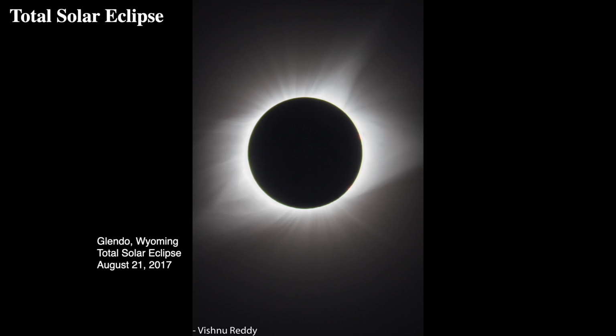So again, a total solar eclipse is when the light from the sun, the disk of the sun, is completely blocked by the moon. And it is interesting that the moon's size is exactly the same as the sun's size in the sky, and we'll get to why that is later.